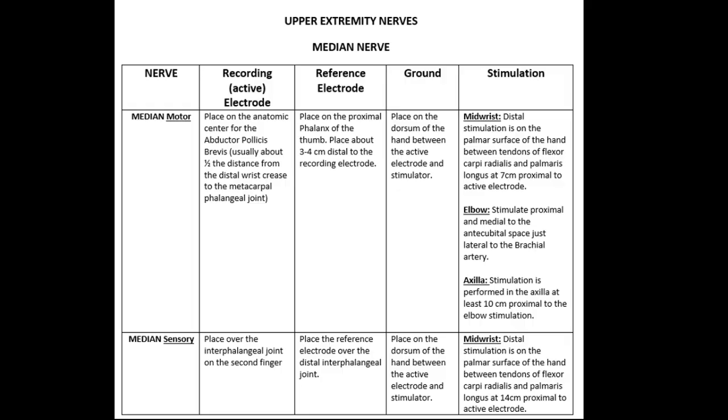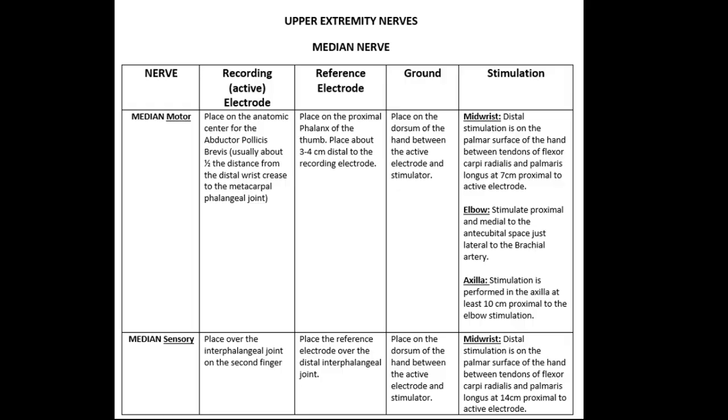Now, I can go back and forth if you like, but we can read together. So you're going to put the recording electrode over the interphalangeal joint of the second finger, and then you're going to put down your reference electrode 3 to 4 centimeter away, at the distal interphalangeal joint. Then you're going to put the ground, like I said, on the dorsum. And then when you are stimulating, you're going to be at the mid wrist between the palmar surface of the hand, between the tendons of the flexor carpi radialis and palmaris longus. And it is done 14 centimeter proximal to the active electrode.